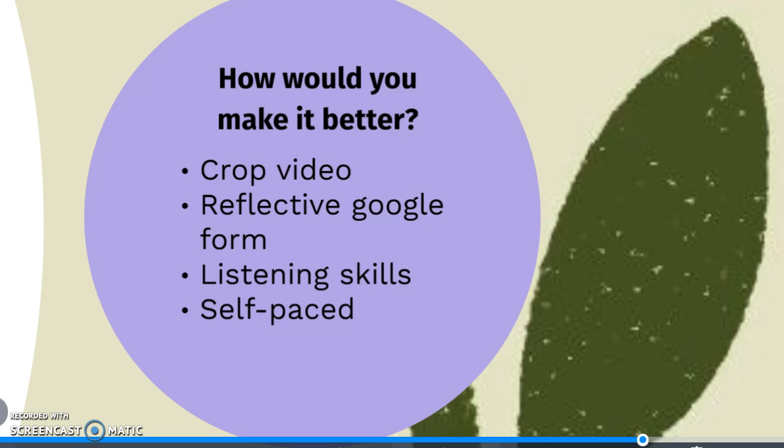As for the reflective Google form, what I mean is that as the kids are watching the video, yes, they're answering questions, and the teacher can manipulate what kind of questions they answer as the video pauses for them. But I would also maybe throw in a reflective Google form at the end of the lab, just so I can really see that the kids are understanding the concepts that were pulled out of that video.